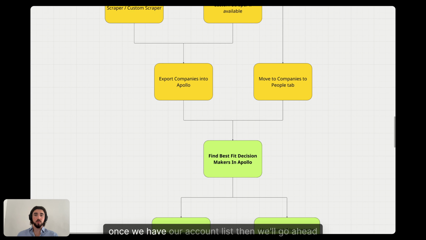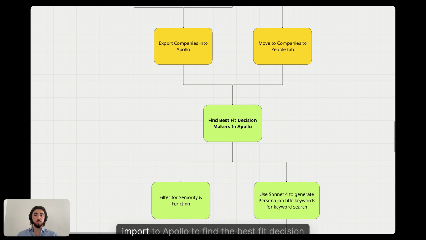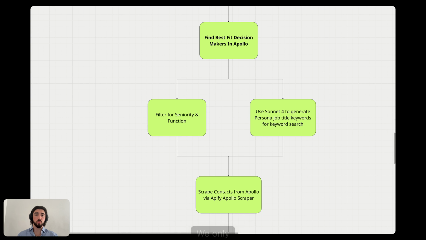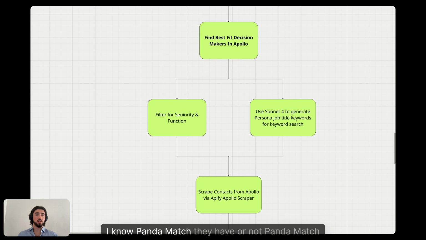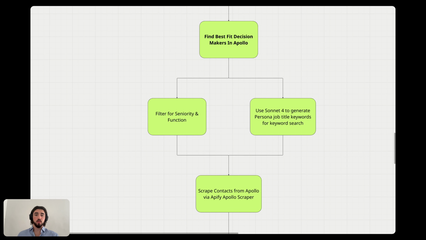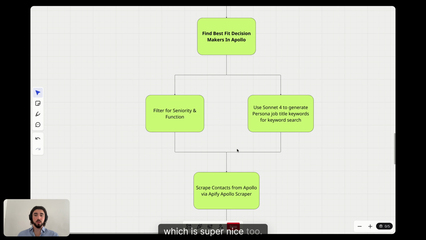And yeah, once we have our account list, then we'll go ahead and import to Apollo to find the best fit decision makers. So we pretty much just use Apollo. We use Clay sometimes for finding people. I know Disco now, you can get people too for personal context, stuff like that. But I'd say 99% of the time we're using Apollo to find the contacts, right? It's just a master database. It's easy to use. Pretty much has all the contact data you really need for most companies. So Apollo's great, and it's really cheap to scrape, which is super nice too.